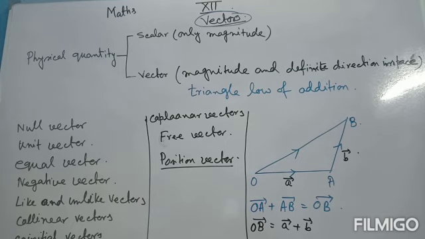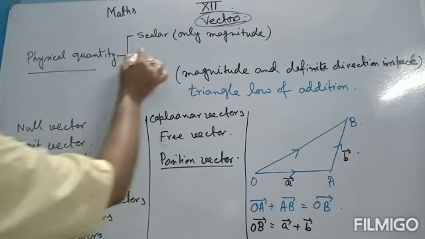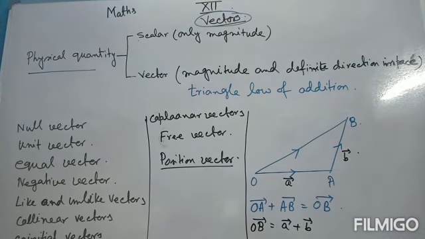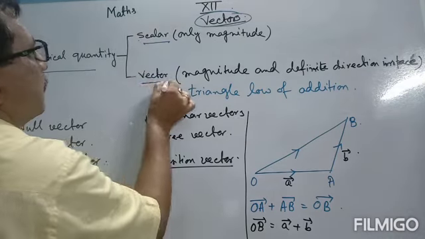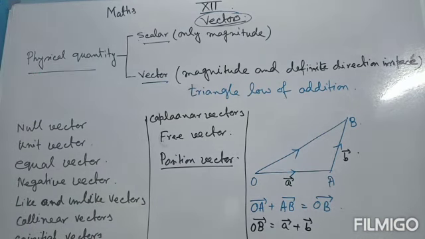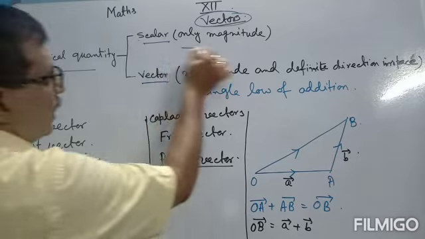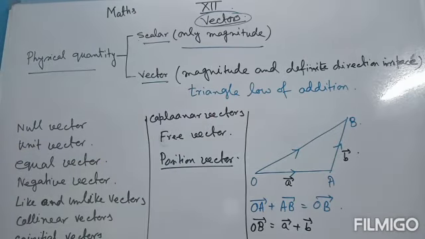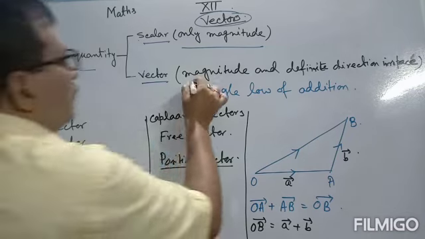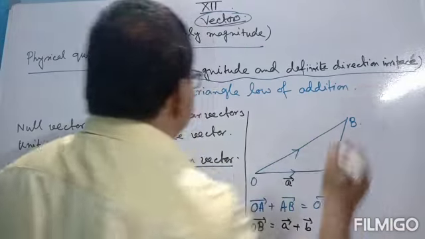Okay, if we divide physical quantities in two parts, we know that one is scalar, another is vector. Scalar has only magnitude, and vectors have magnitude and definite direction in space.